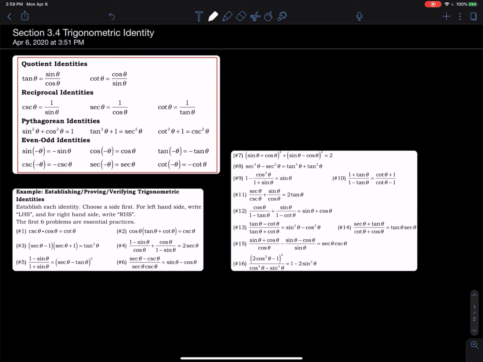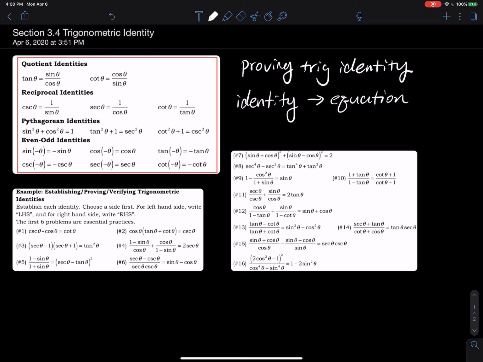Section 3.4 is about proving trig identity. So what is proving trig identity? We are doing proving trig identity. But first of all, what is identity? Identity is an equation.